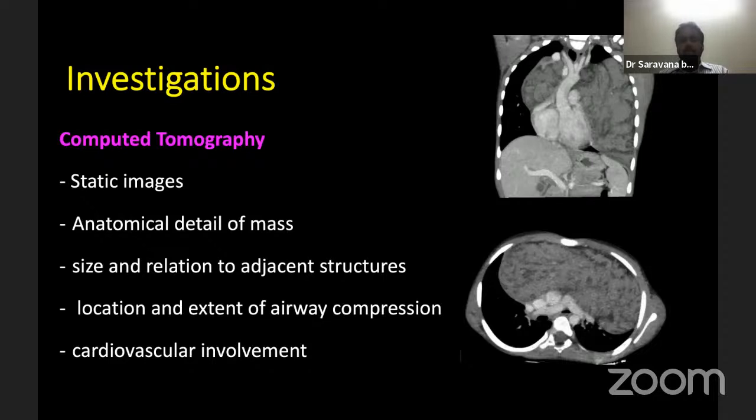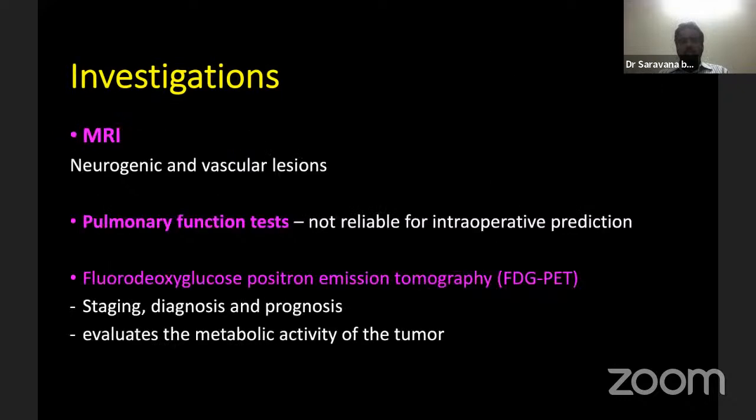Coming to the CT imaging, it will give the anatomic detail of the mass, the exact location and relationship to the adjacent structures, any compressive effects on the airway, or whether there is cardiovascular involvement. But the most important disadvantage of CT imaging is that it is just a static image. It is not a dynamic image of the airways, so we may not know the dynamic status of the airway. CT is not very useful for evaluating the dynamic airway.